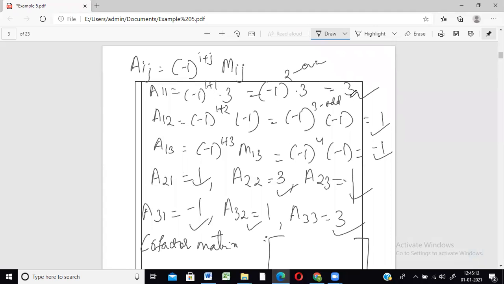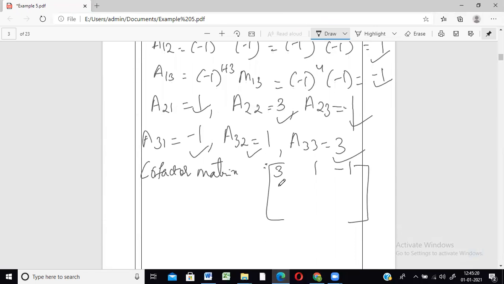What is A11? 3. The 3 I will write as it is. What is A12? 1. I'll write it as it is. What is A13? -1. I'll write it as it is. A21 is 1. A22 is 3. A23, what is this? +1. Okay, yeah, this is not minus. This is +1. It looks like -1, but it is +1, and 3 as it is.